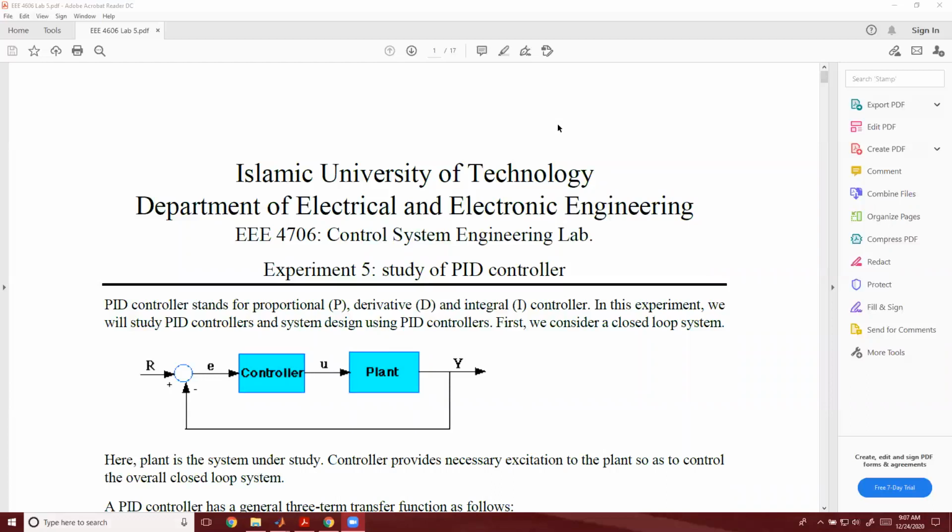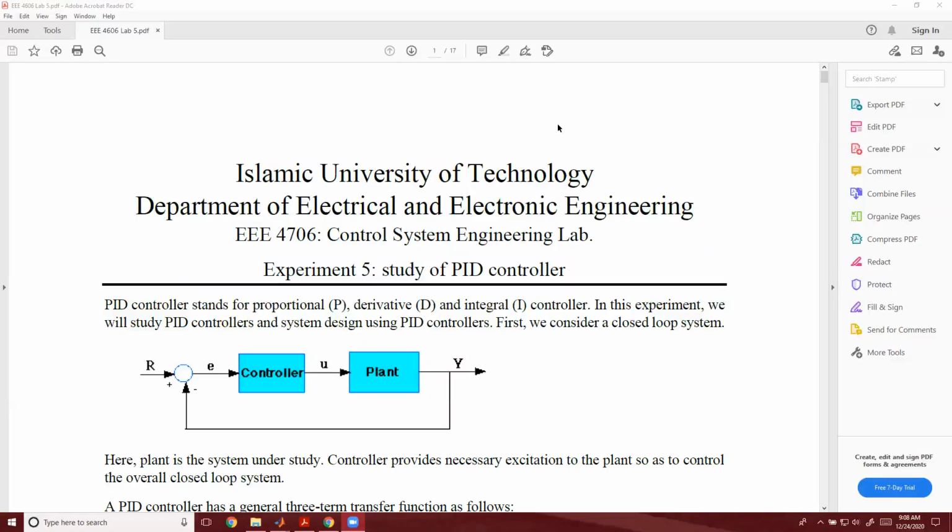So for PID controllers, we actually have 3 different controllers. We have proportional, which is the P, derivative, D, and integral, I. The function of these controllers is to manipulate the parameters of our response. By the parameters of our response, I mean things like the overshoot, the rise time, the settling time, and the steady state error. So these are the 4 parameters that we can control with each of these types of controllers: proportional, derivative, and integral.